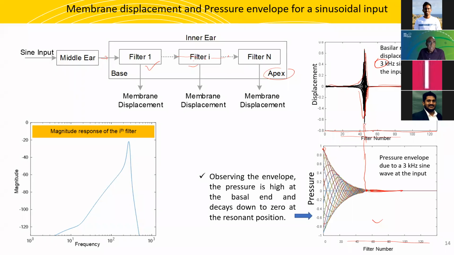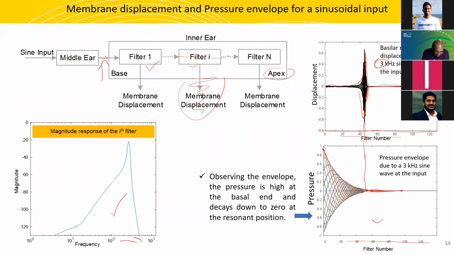So pressure is 0, so it has lost all the energy. There's no more energy travel. Now, if you give an impulse at this point and look at the impulse response at one of the filters and take the Fourier transform of it, you can see its frequency characteristics.